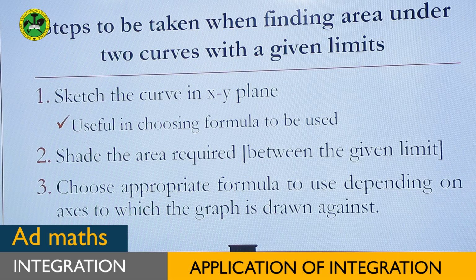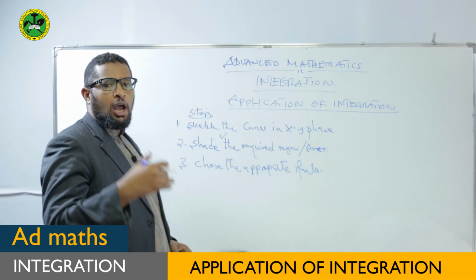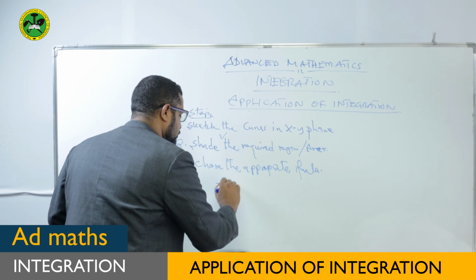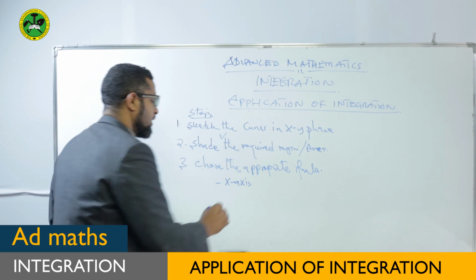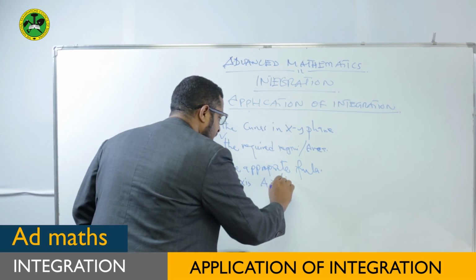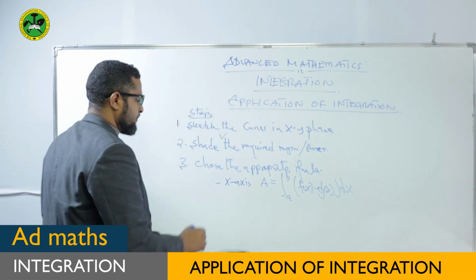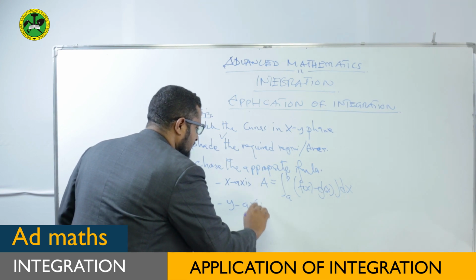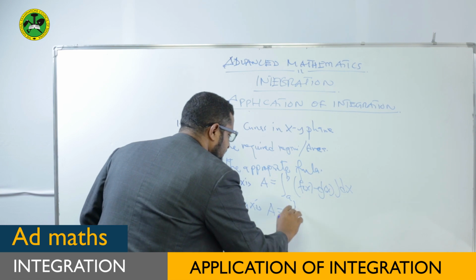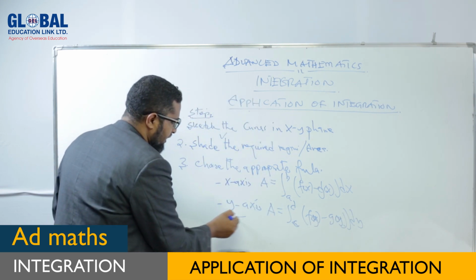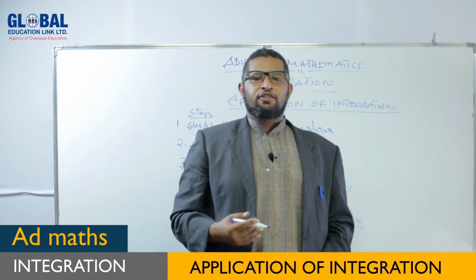So the third step is to choose the appropriate formula, depending on how the graph is sketched in the xy plane. If it is with the horizontal axis, or x-axis, do you remember the formula? As we said, it is the integral from a to b of the difference between the upper function and the lower function. Then you integrate. And if it is the case with the y-axis, the area is, let's say, from c to d of f of y minus g of y, dy, because it is against the y-axis. Now, let's go to examples.